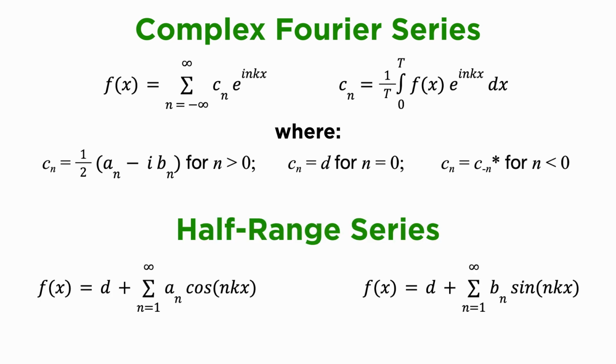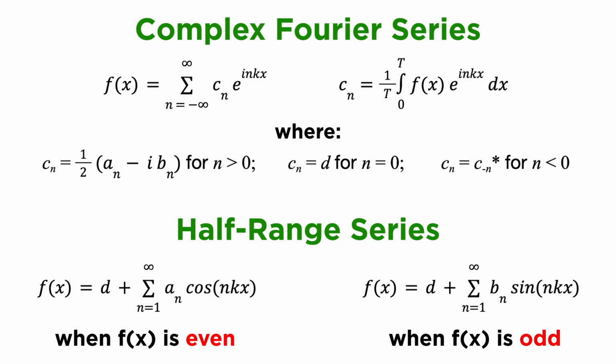Also, if we return to our real series of sines and cosines and choose to ignore one of them, setting all the a_n's or all the b_n's to 0, then we get what's called a half-range series, which is a very useful simplification for when our function f of x is either odd or even, in which case we can express it in terms of either just sines or cosines, respectively.